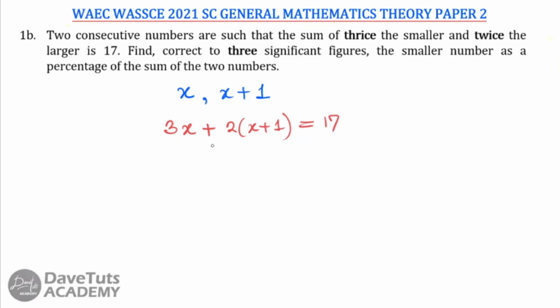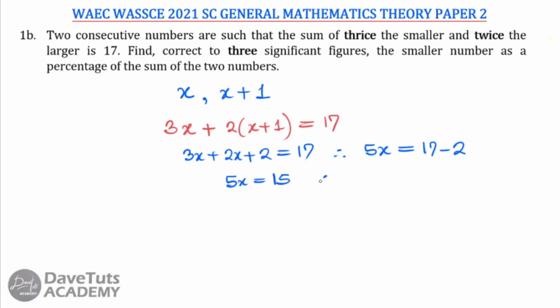I think we have this and we should be able to solve this and get at least the smaller number, okay? So if you open up this bracket, we have 3x plus 2 times x is 2x and 2 times 1 is 2, is equal to 17, such that 3x plus 2x is 5x. When we subtract 2 from both sides, here it will be 17 minus 2, which is 15. So 5x we can say is equal to 15, and dividing both sides by 5, we can have x to be 15 over 5, which is 3.